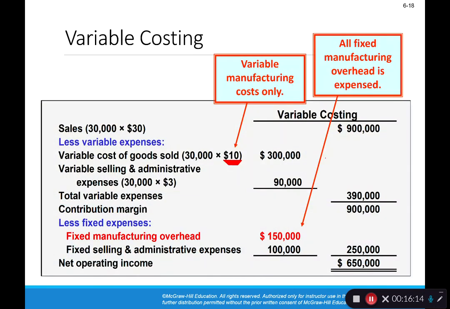So under variable costing, you'll notice that we take units sold times the selling price to get sales. That's going to be the same under either method. The sales number won't change. And our variable cost of goods sold is the units sold times the variable product cost. And then our variable selling and administrative is the units sold times the variable selling and admin per unit. That allows us to get contribution margin. The entire $150,000 in fixed overhead is expensed as a period cost, as are the fixed selling and admin costs, which allow us to get to our NOI of $650.